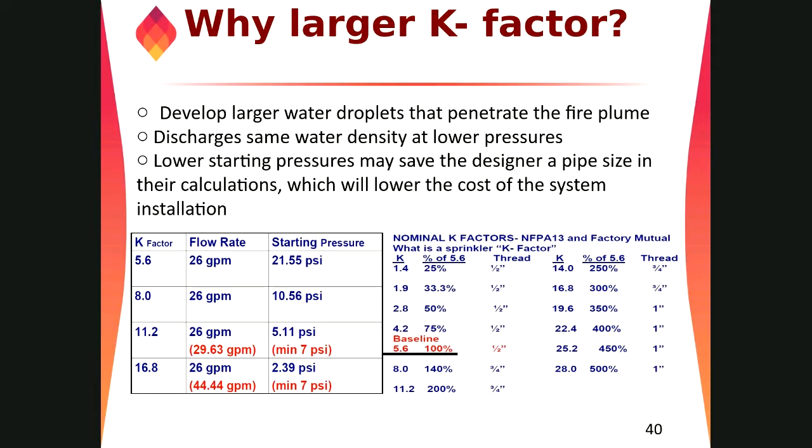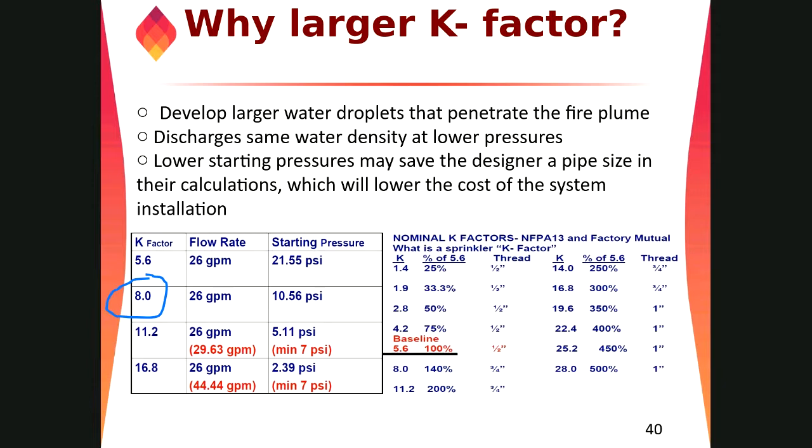The most common K factor we use in office and residential complexes, for light hazard occupancies, is 5.6. Now, if we need 26 GPM and we have only 10.5 psi, which K factor are we going to use? We will use a K factor of 8.0, because at this K factor we'll get the same flow at reduced pressure.